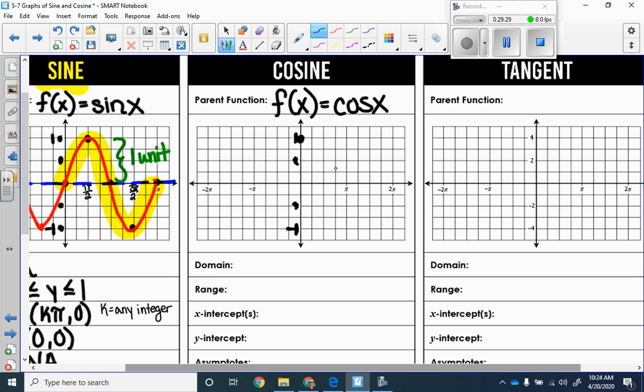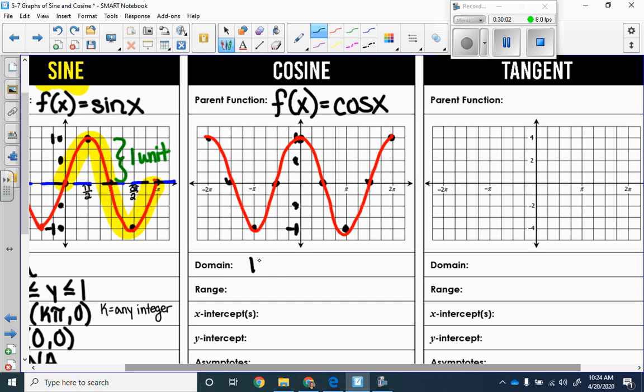And actually at pi over 2, it goes through your midline. At pi, it goes to negative 1. 3 pi over 2 goes to the midline again, and then it goes back up at 2 pi. And then we can do the same thing. It's a mirror image on the other side. So our graph is a little like this.